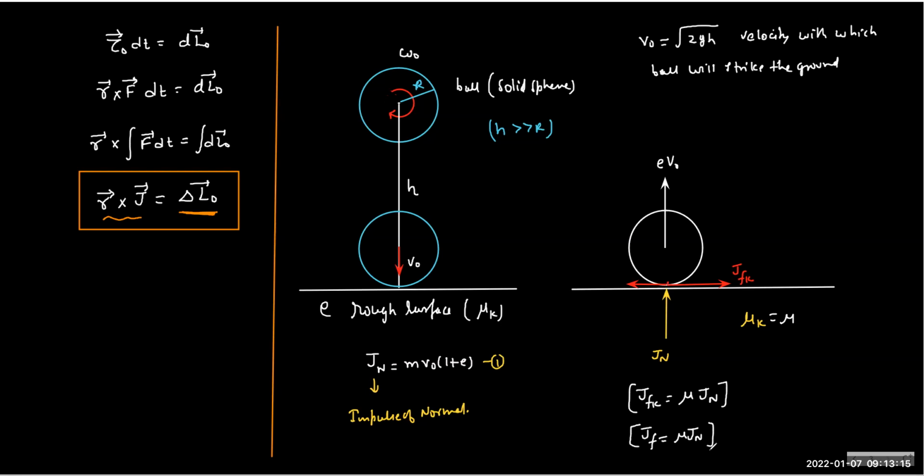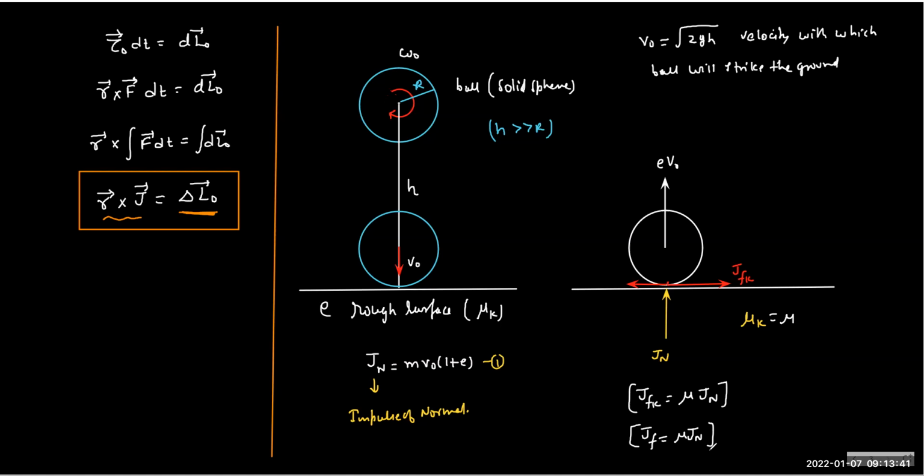So in this expression, JF is the impulse of friction. And why am I taking the impulse of friction? Because the normal at the instant is also impulsive, so the friction will also become impulsive. Mu is the coefficient of kinetic friction, and J is the normal impulse. So now what happens?